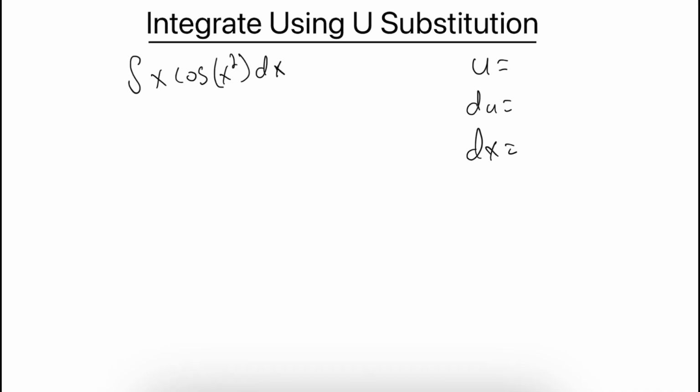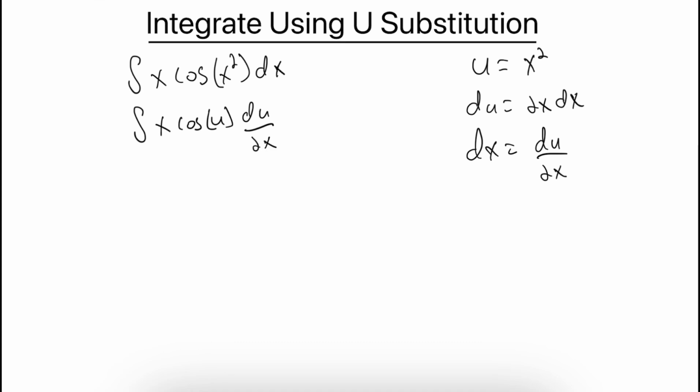Now we're going to find the integral of x cosine x squared dx. So for our u, we're going to pick x squared. The derivative of x squared is 2x dx. So dx is going to equal du divided by 2x. Now we'll sub in our u and dx. So we have the integral of x cosine u du over 2x.